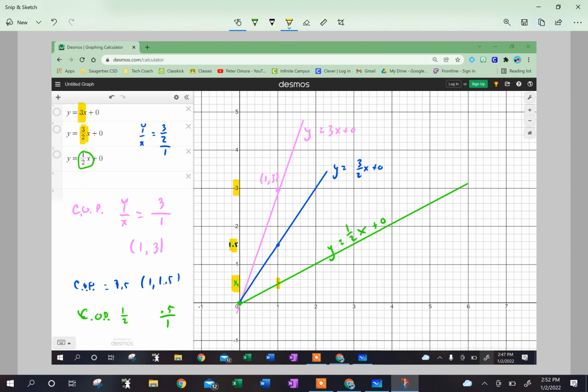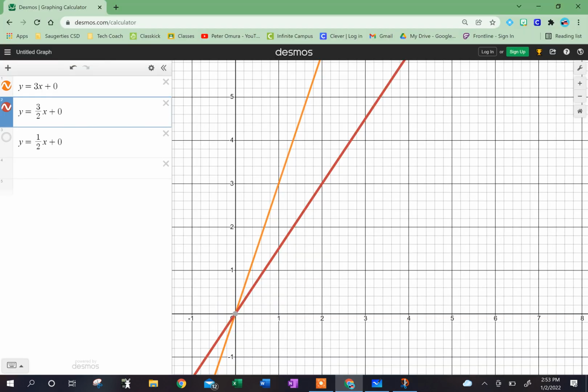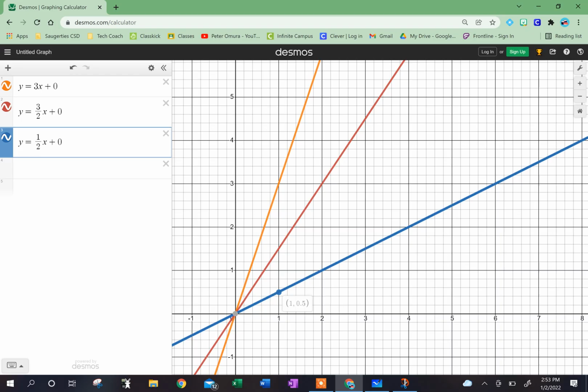So let's go back and turn this on. Sure enough, at 1, it should be 1/2, and it is. Once again, these are useful because if I take a look at my blue line and my unit rate's 1/2, what am I going to be at when x equals 6? Well, it should be 3 because half of 6 is 3, and sure enough it is.